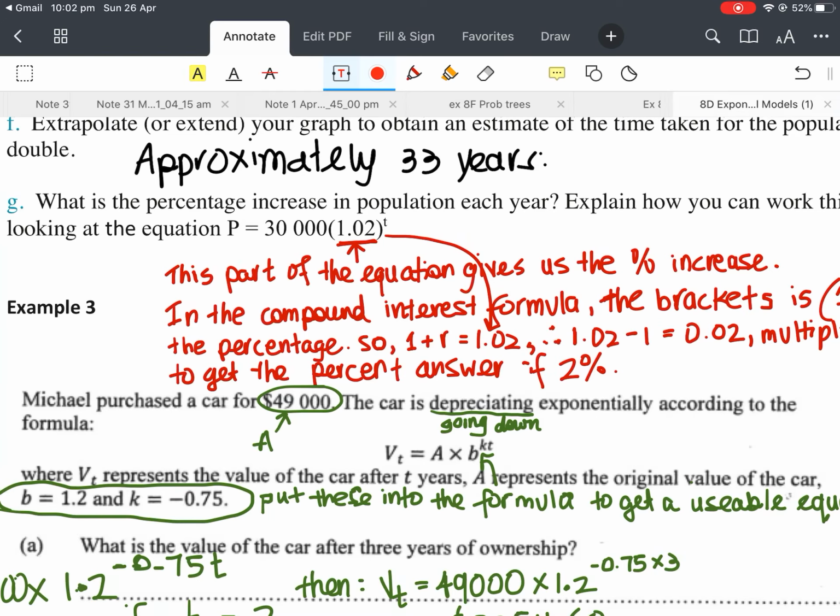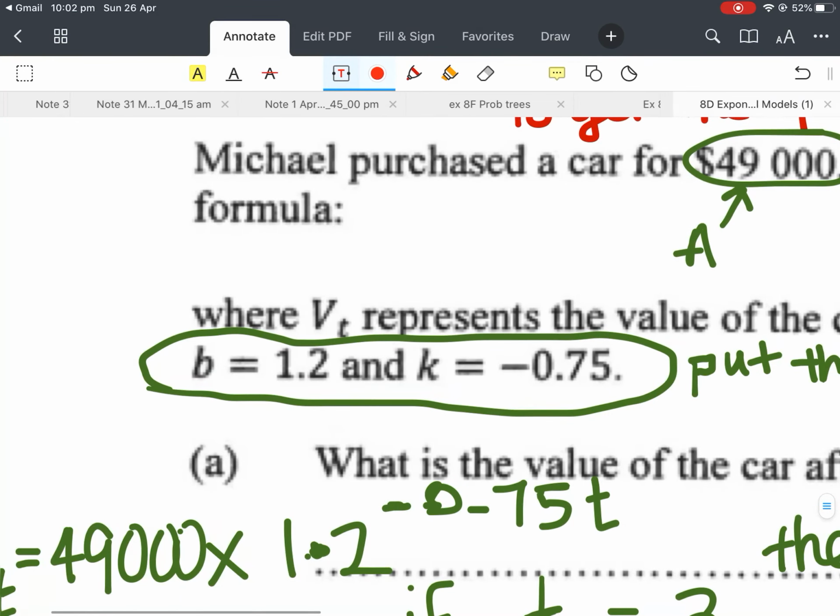So A is the original purchase price, if you remember that from the depreciation formula. Michael purchased it for $49,000, so that's our original purchase price. What you have to do now is put all the numbers they've given you in the question into the formula. So down here you'll notice I've got B is 1.2 and K is negative 0.75.